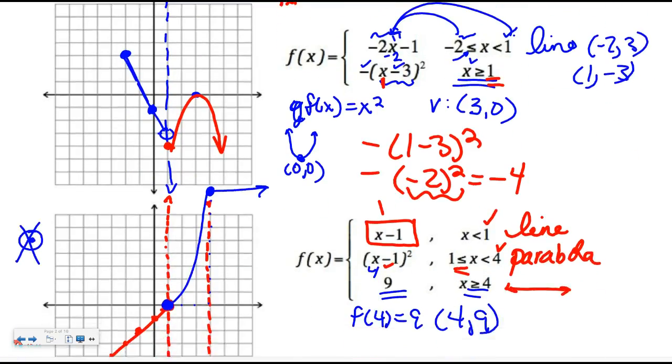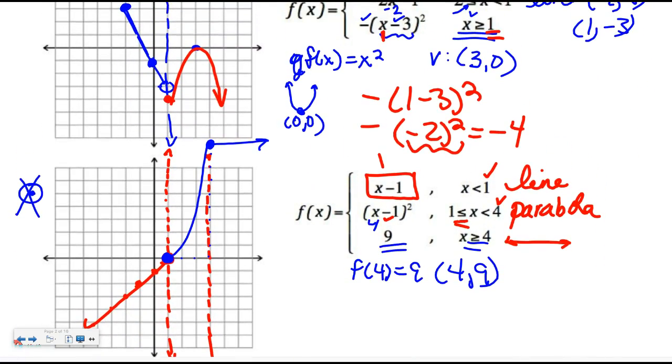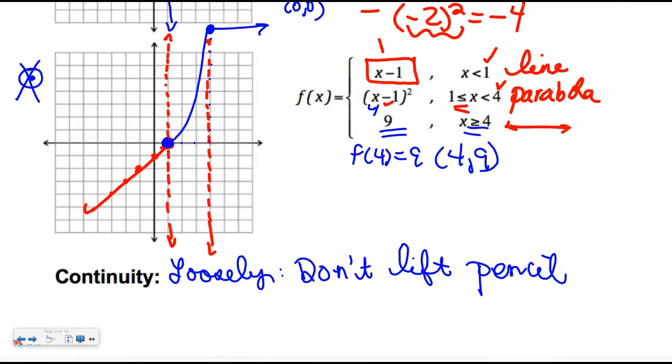Okay, then not continuous. The next one is also not continuous on its domain because right here I've got a little 1 unit jump. We're going to later call that a jump discontinuity, but for now I lift my pencil. And this one right here on its domain, I'd never lift my pencil. So this is the only graph that's a continuous piecewise function.